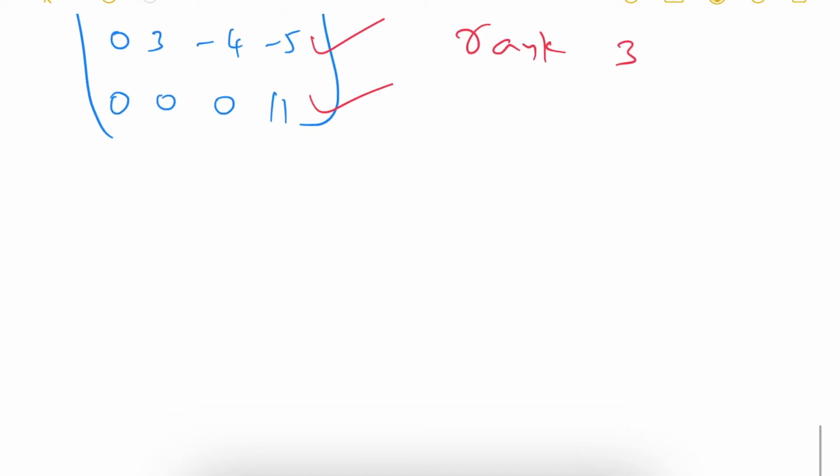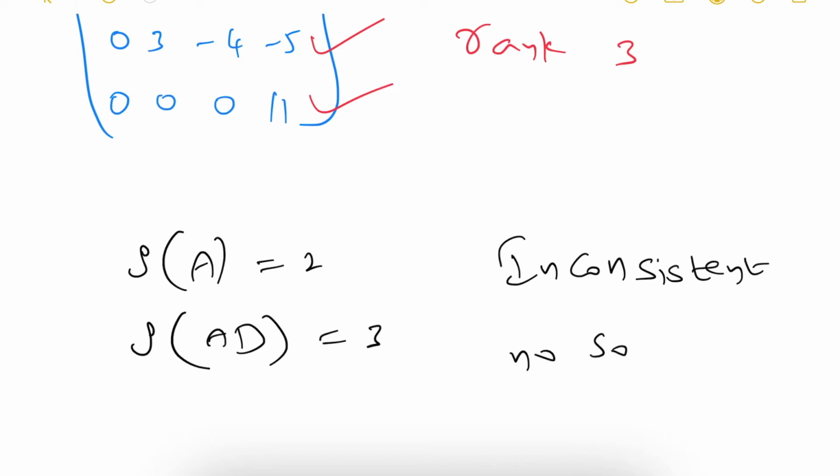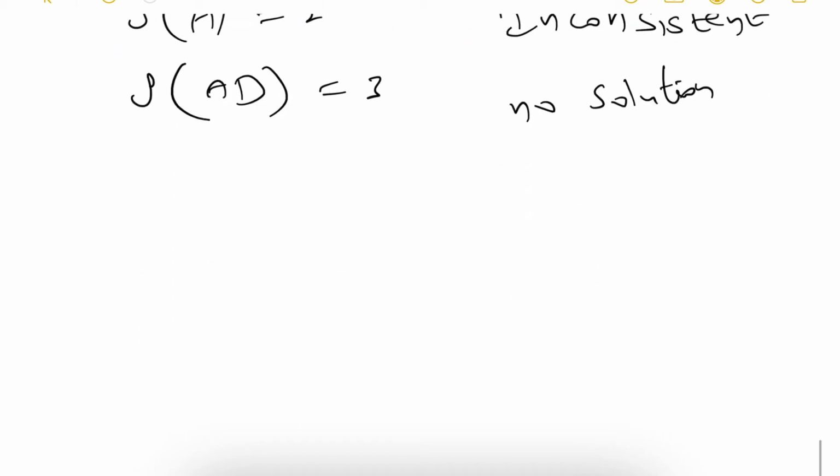Now if you observe from the previous one and this one, rank of the matrix A is 2, whereas rank of the augmented matrix is 3. So these two ranks are not at all equal. Then these two ranks are not equal means inconsistent. So inconsistent is nothing but no solution at all. Okay, the same way let's check the next second question.